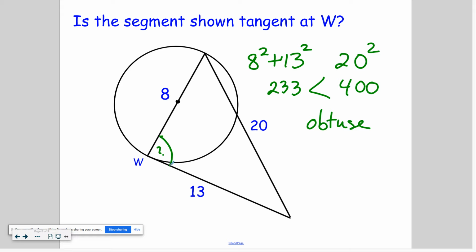So in reality, this is still the diameter. It still goes to the center, so I can't really move that. But since I know this is obtuse, it's probably going out this way more in reality, and it would probably cross the circle more than one time if it were to continue out. Because it's obtuse, it's not right.